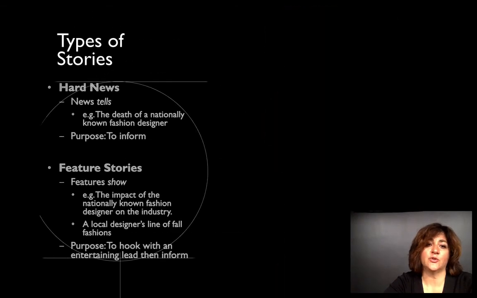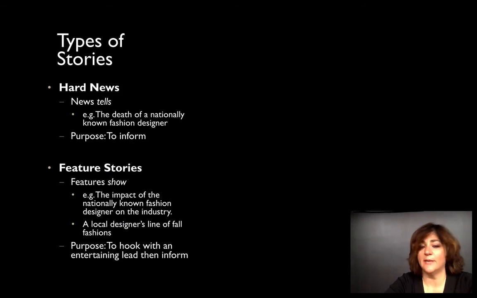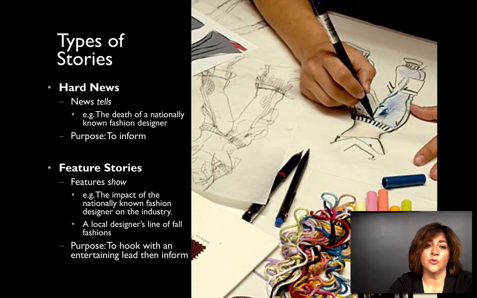So let's look at the kind of stories that we have. Hard news, news is going to tell you. So an example would be the death of a nationally known fashion designer. And the purpose really is to inform. But feature stories are going to show you, they're going to illustrate. So in this case, a feature story would be the impact of that nationally known fashion designer on the industry before their death. Or a story about a local designer's line of fall fashion. That would be an example of a feature story. So the purpose is we hook with an entertaining lead and then we inform them.